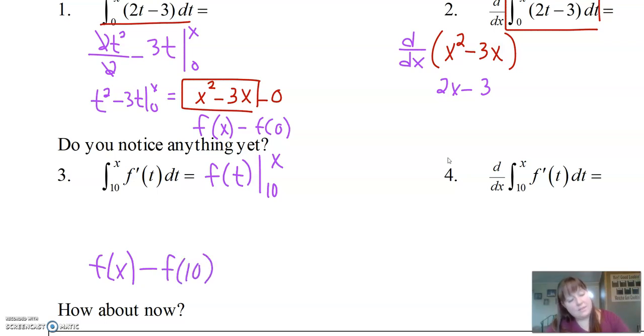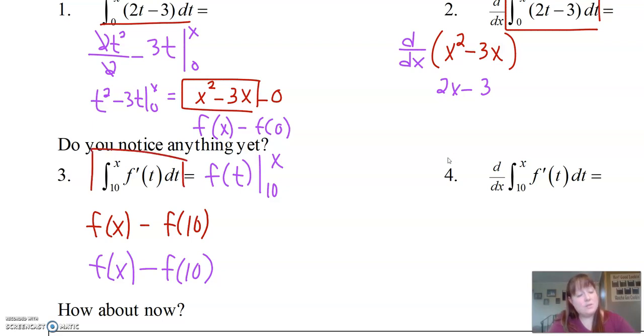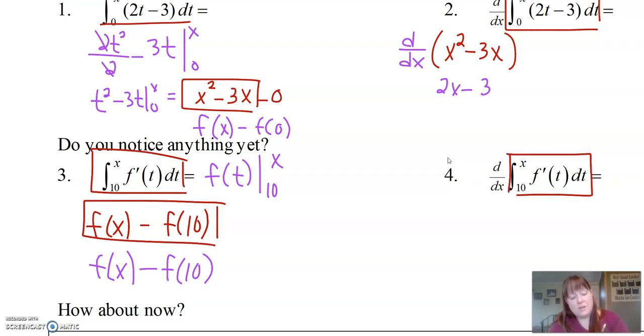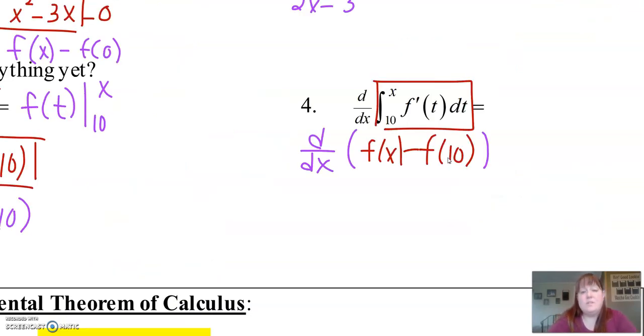So f of x is f of x, and f of 10 is f of 10, because we don't actually have a function here, we just have function notation, so we don't really know what the actual function is. So we know that the integral from 10 to x of f prime is this, okay? And look, we have that over here too, don't we? So everywhere we have that, we can just put f of x minus f of 10. Okay, and then it asks us to find the derivative, d dx, that's what that means, remember? The derivative of f of x minus f of 10.